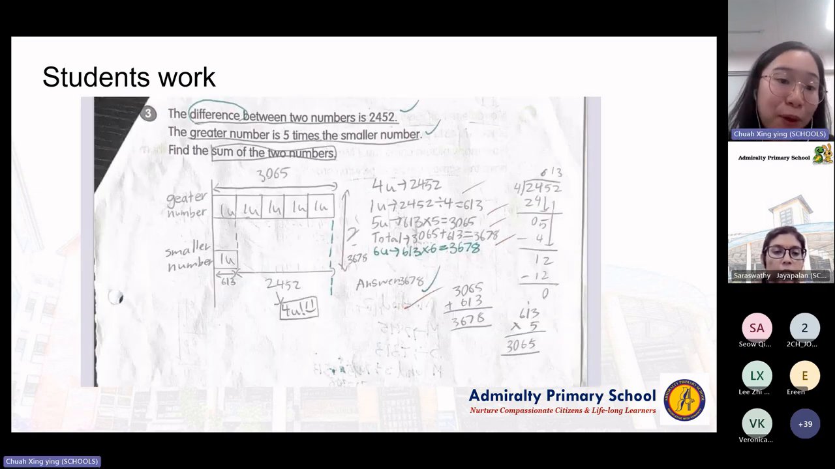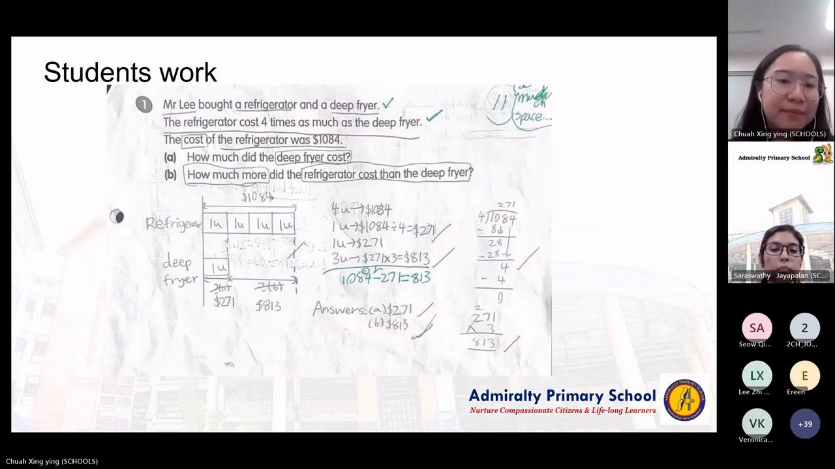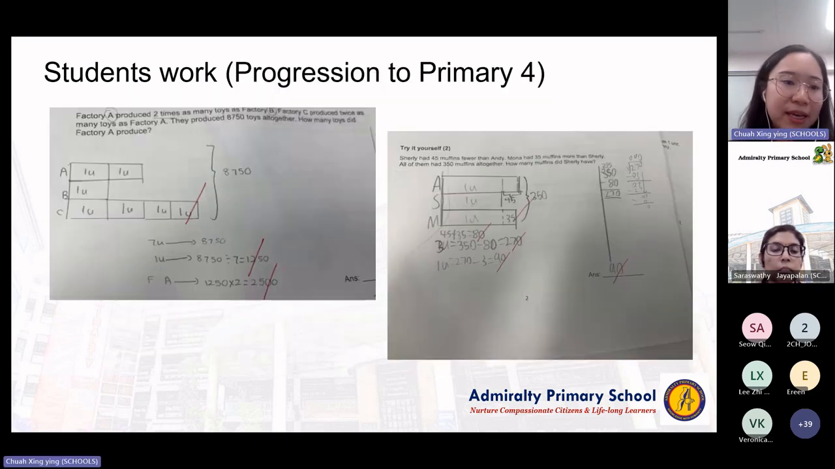So these are also some of the questions, like the greater number is 5 times the smaller number, and find the sum of the 2 numbers. You will see a lot of combined models. You can see this multiplication model, and you can see the comparison models being combined here. So this is just another example.